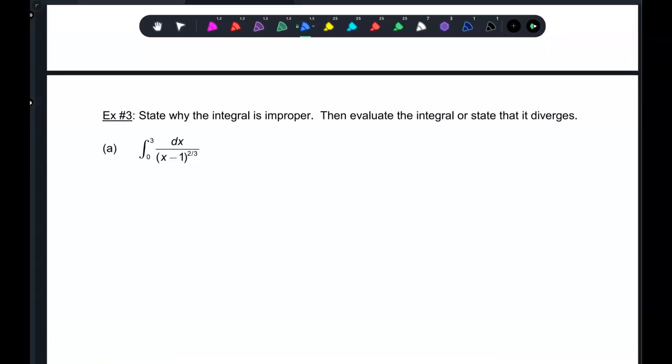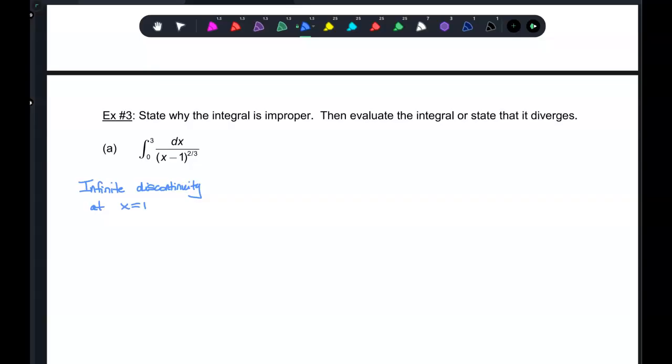All right, state why the integral is improper. It is improper because the denominator can't be equal to 0 when x equals 1. So there is an infinite discontinuity at x equals 1. Now we have a situation here because 1 is between 0 and 3, so we have to separate it into 2.